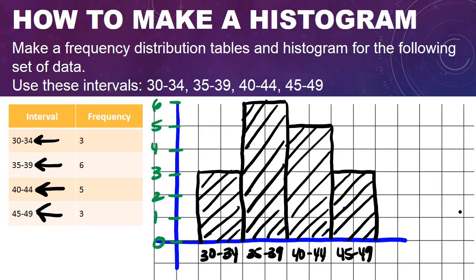So what we did is we now created a histogram using the data that we were given. Frequencies are on the vertical axis. Our intervals are on the horizontal axis, and each bar tells us how many times the data occurs between our intervals. So this is just a different way that we can present our data using histograms.